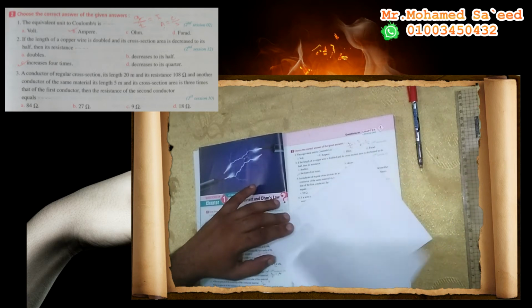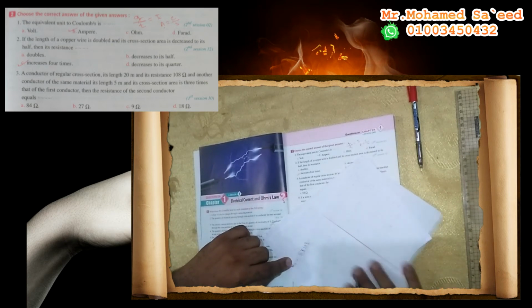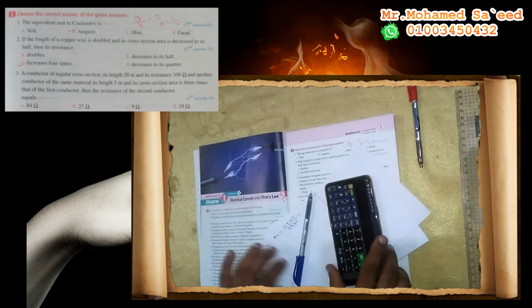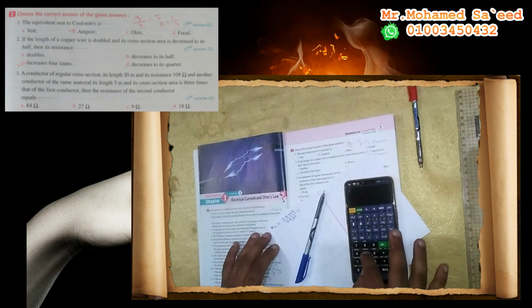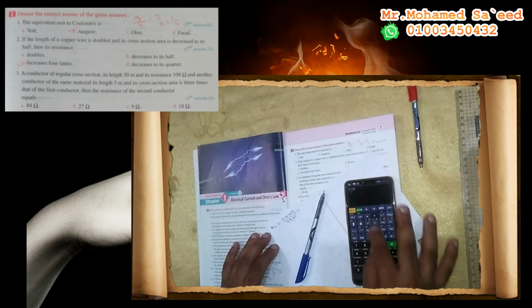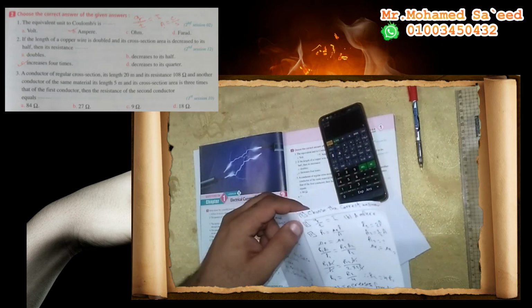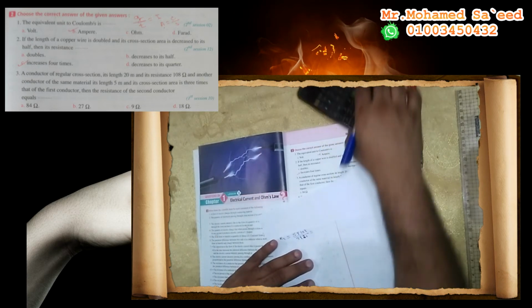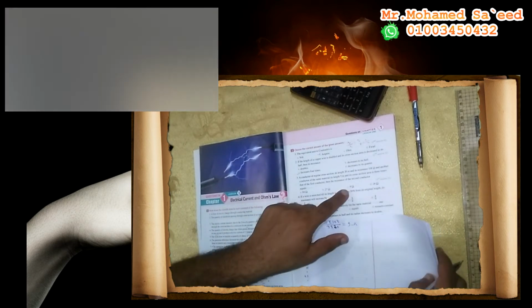R2 equals 5 times 108 over 3 times 20. So 3 times 20 equals 9. So R2 equals 9 ohm. The true answer is C, 9 ohm.